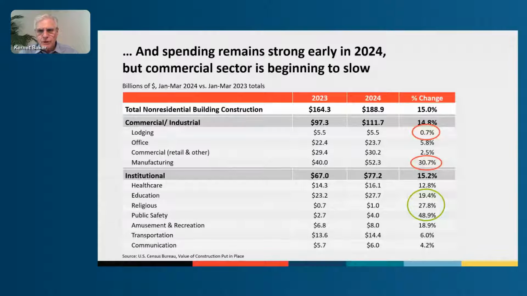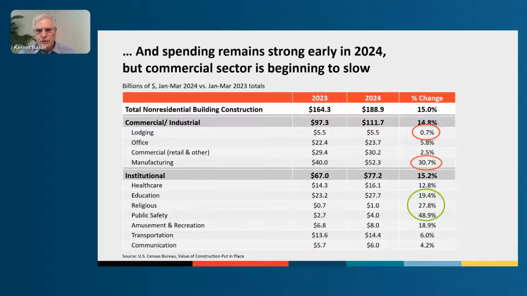And you can see overall spending still pretty healthy at 15%, down from 20% last year. Commercial industrial has flagged a little bit at 15% when it was up almost 30% last year. Institutional, on the other hand, a little bit stronger, moved from 10% to 15%, as you can see. I've got a couple numbers circled here, to focus on the areas that are a little bit weaker and the areas that are a little bit stronger.